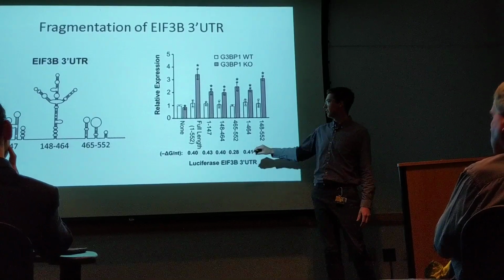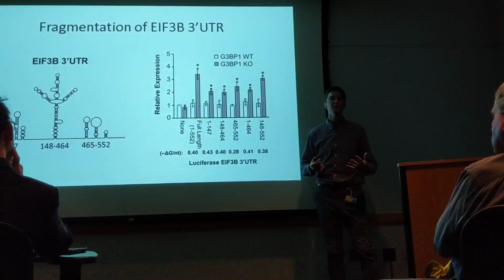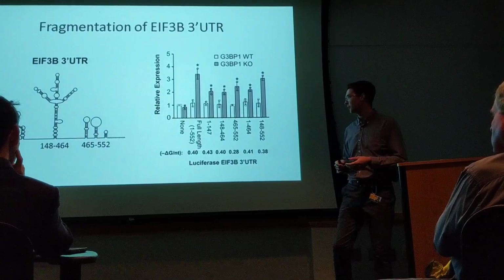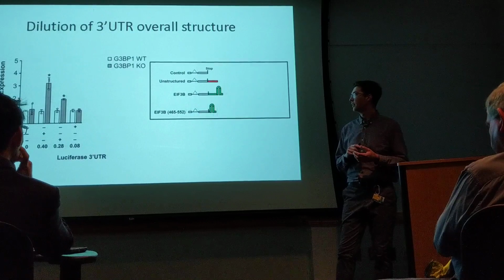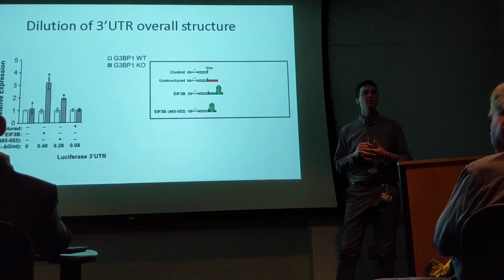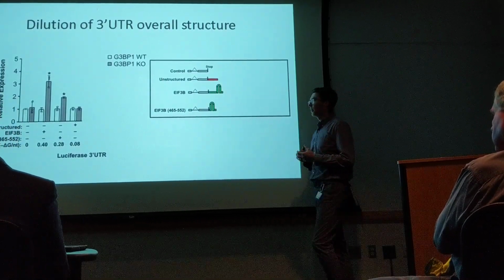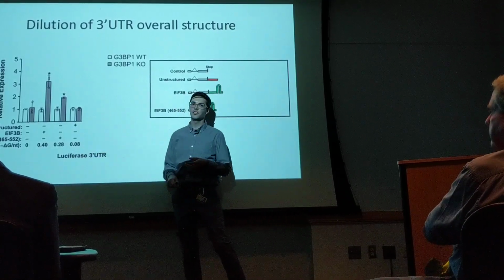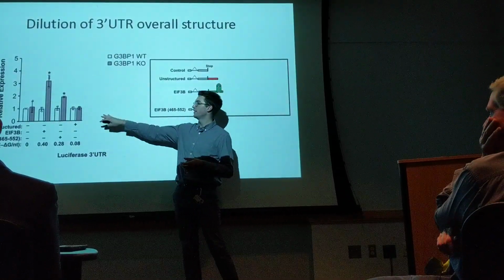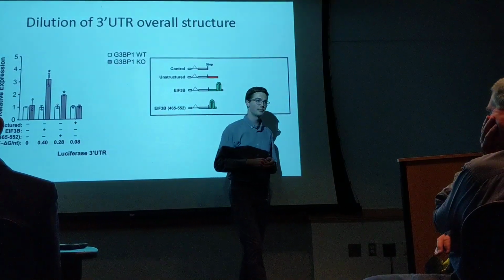And so what's really nice is that we now have a much smaller fragment to work with. We have this little 88 nucleotide fragment that is able to be regulated by G3P1. So what we could then ask is, can we somehow disrupt this regulation? What I was able to do is artificially design a sequence that forms very little structure, as shown here, which when G3P1 is knocked out has no effect, as we would expect.